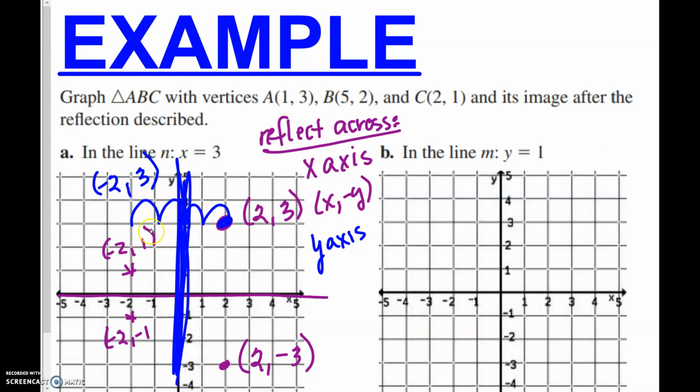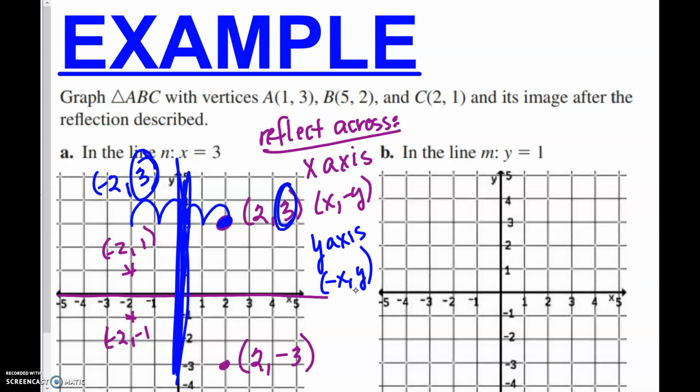So what happened? When I went across the x-axis, did the x stay the same? And now when I'm going across the y-axis, what's happening to my y values? Is my y value staying the same? So now is it the opposite of x and y stays the same?